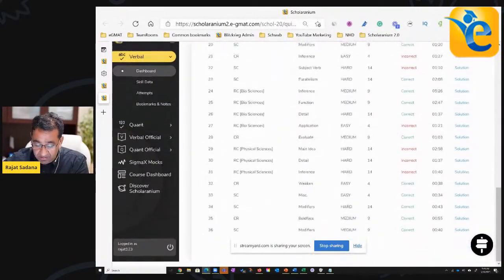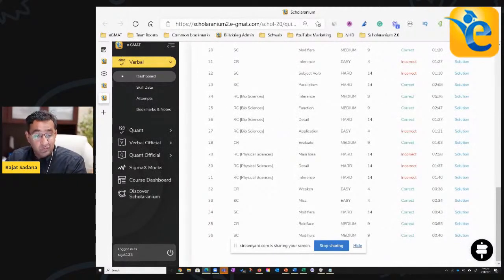You can see towards the end. This is a 36-question quiz. A verbal ability quiz is like a verbal mini mock. And you can see towards the end, the student rushed through. Now, question number 36 is not tagged as a question where the student rushed through.